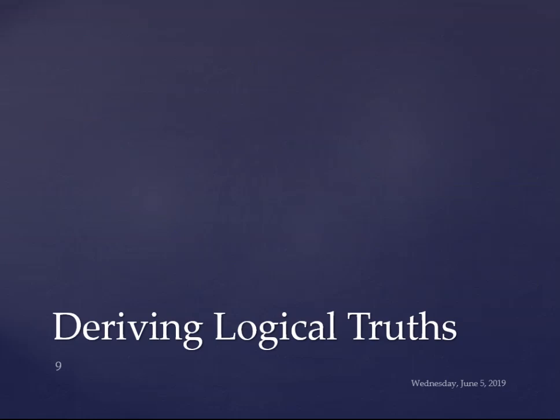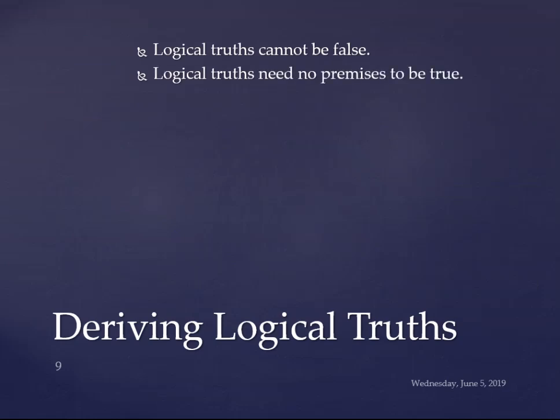Let's talk about deriving logical truths. Okay, remember that logical truths cannot be false. Right? So that also means that they need no premises in order to be true. They don't depend on other things being true to be true. They just are true all by themselves. Right? So that means then that we should be able to derive them without premises. Okay, so we want to be able to do this, and our system of derivation does allow this.